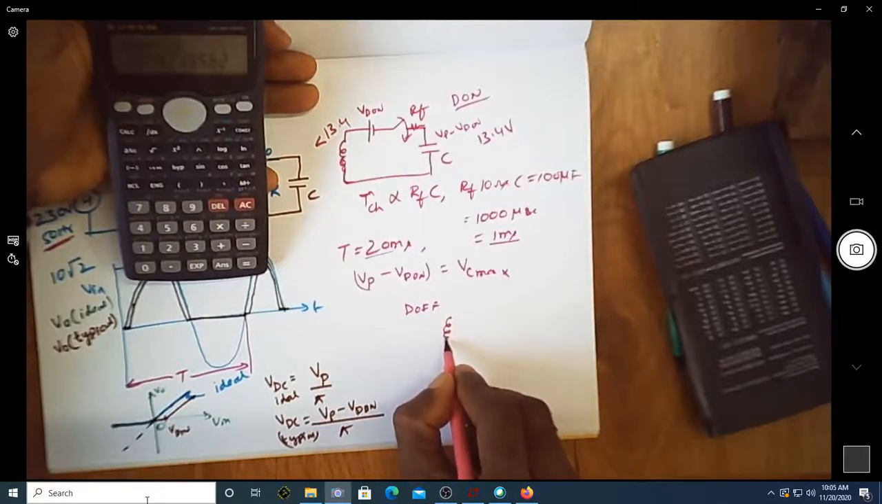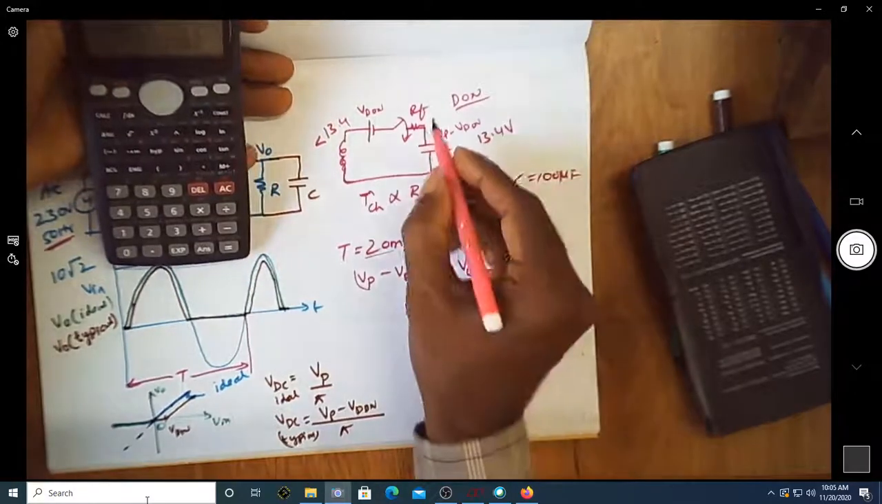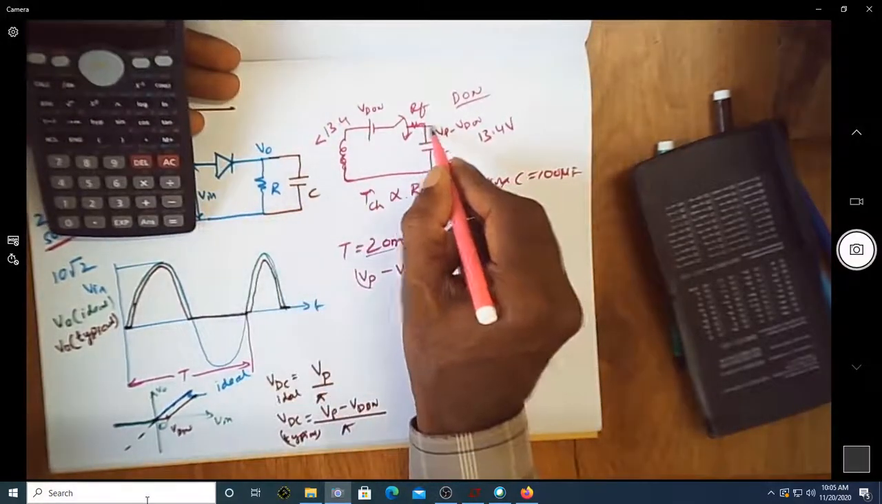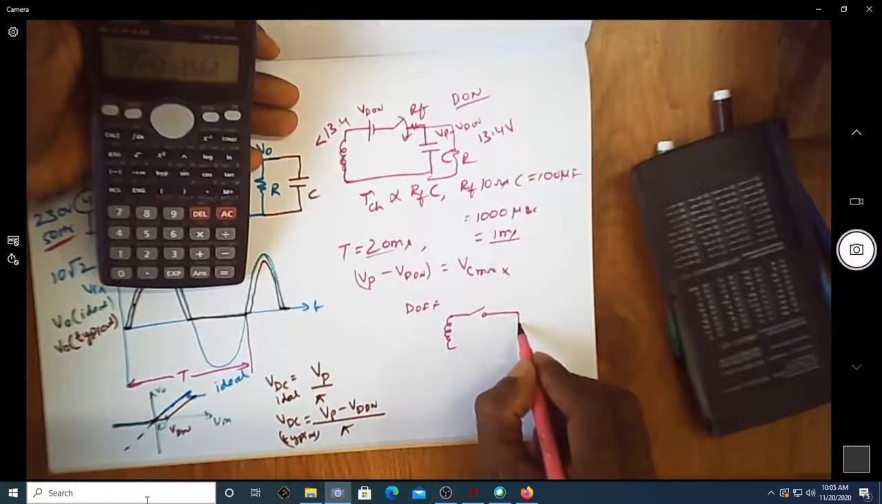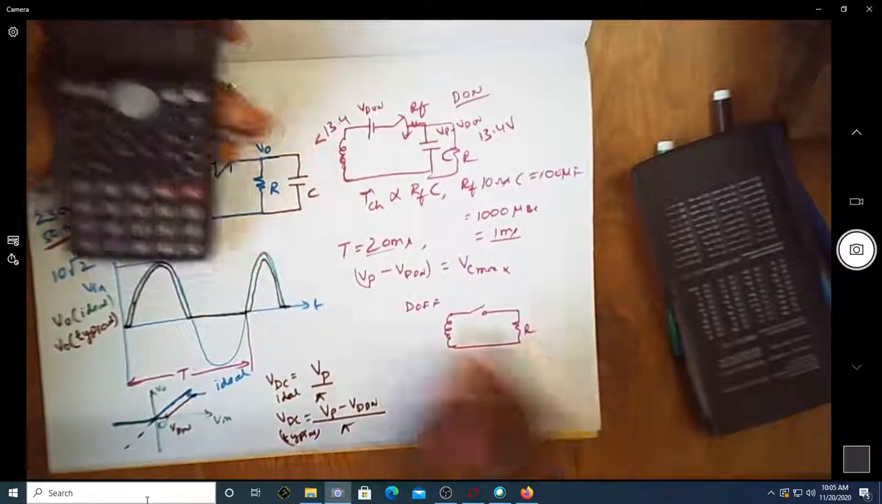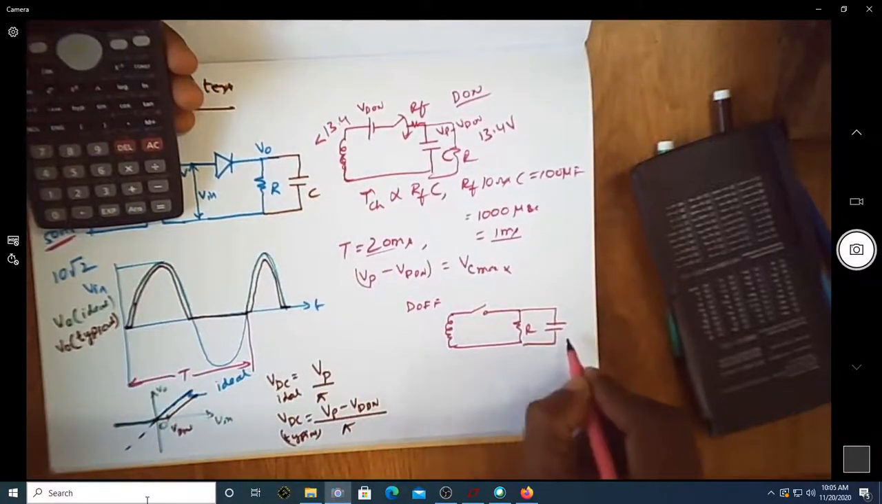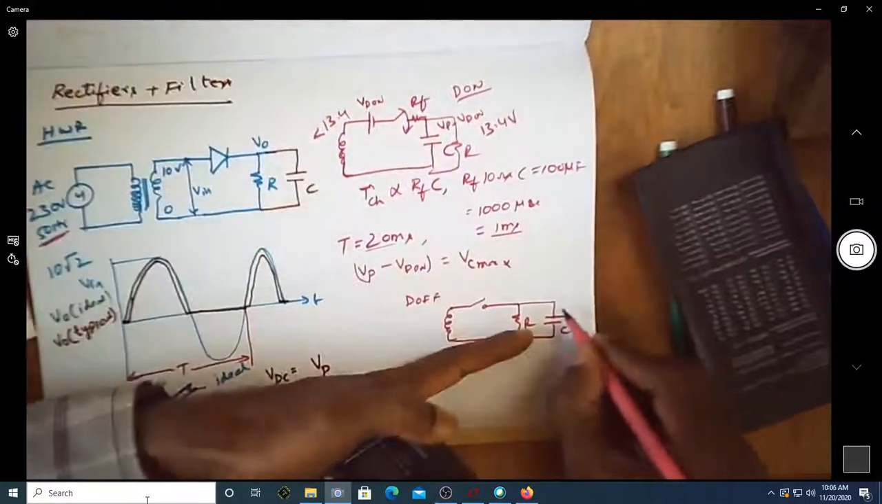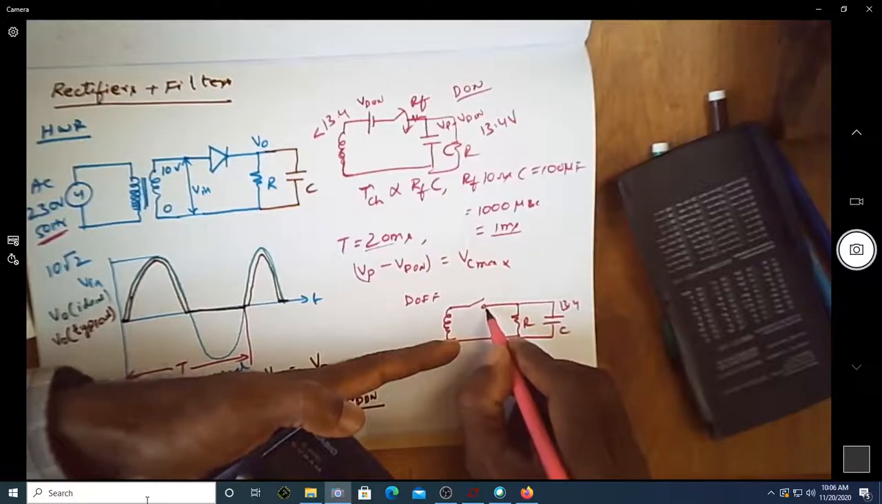You have the secondary of the transformer. Since the switch is off here, of course you have this R also here. Let us have this R, whatever R I had, let me just write it. And here you have this C. So this was charged to 13.4 volt, and once it turns off, so when does this turn off?